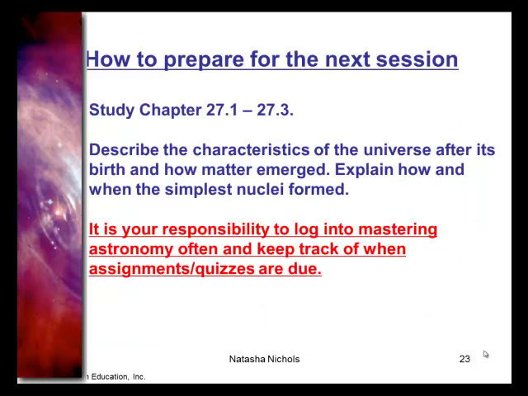Study chapter sections 27.1 through 27.3 and be able to describe the characteristics of the universe after its birth and how matter has emerged. Be able to explain how and when the simplest nuclei have formed.